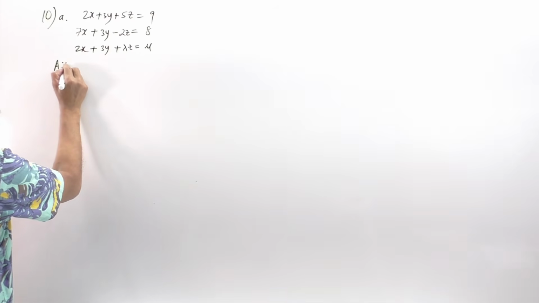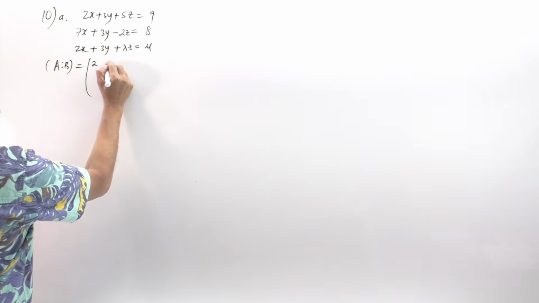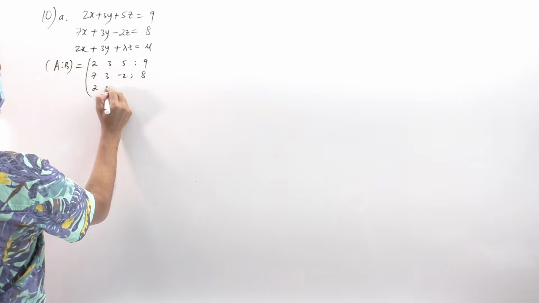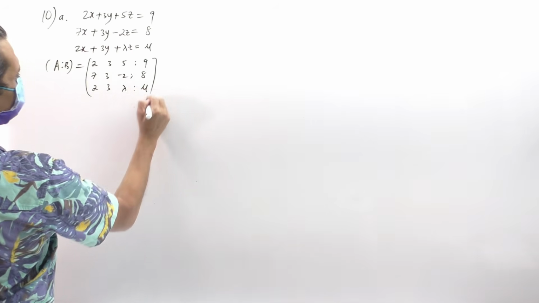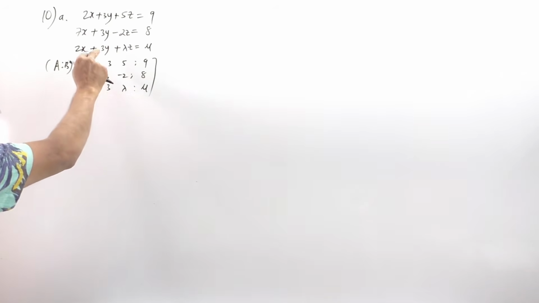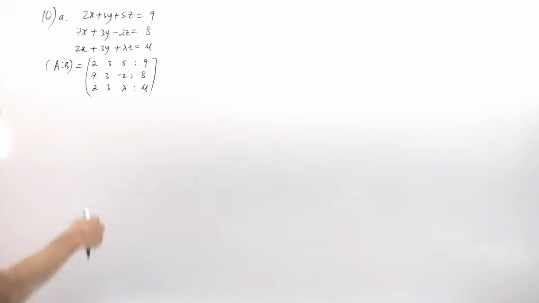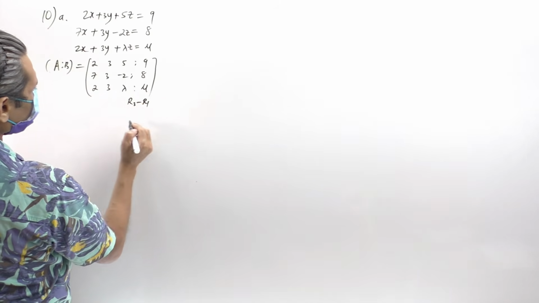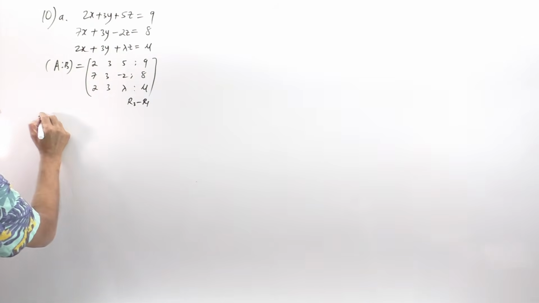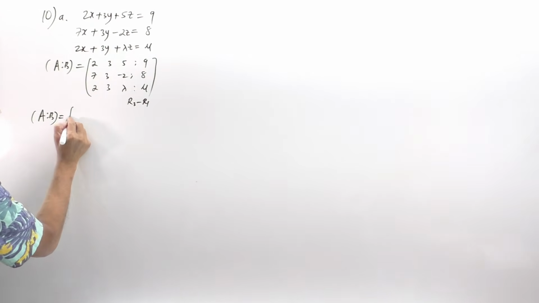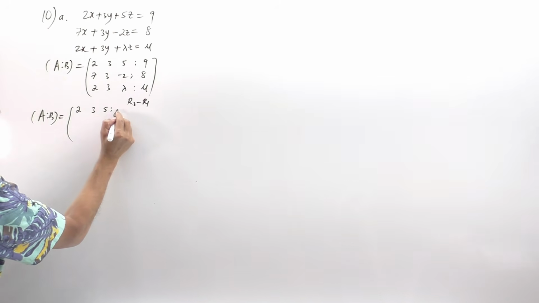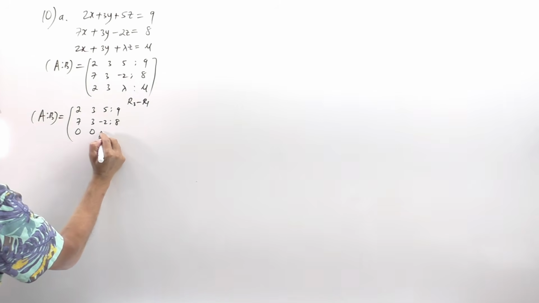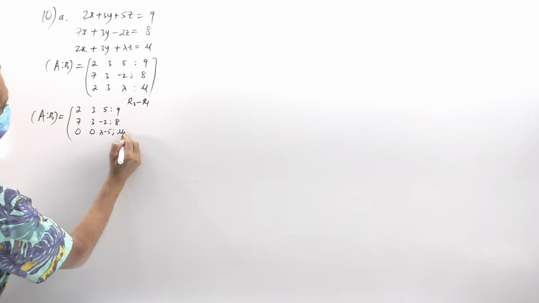So we have here the augmented matrix A augment B equals 2, 3, 5, 9, 7, 3, minus 2, 8 and 2, 3, lambda, mu. The concept of echelon form is that, making use of this 2, we make everything below it 0. So this is simple. You can write this as R3 minus R1 because I can directly make 2 minus 2 0. So we have A augment B equals 2, 3, 5, 9, 7, 3, minus 2, 8, 2 minus 2 0, 3 minus 3 0, and this will be lambda minus 5 and mu minus 9.